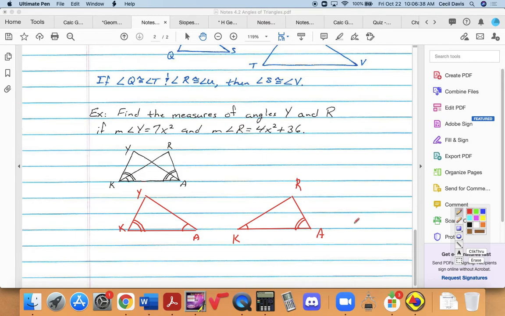So I've got two triangles where two angles in the first triangle are congruent to two angles in the second triangle. So that means that the last pair of angles have to be congruent. So I know that angle Y has to be congruent to angle R. If that's true, then their measures have to be equal. So 7x squared is equal to 4x squared plus 36.